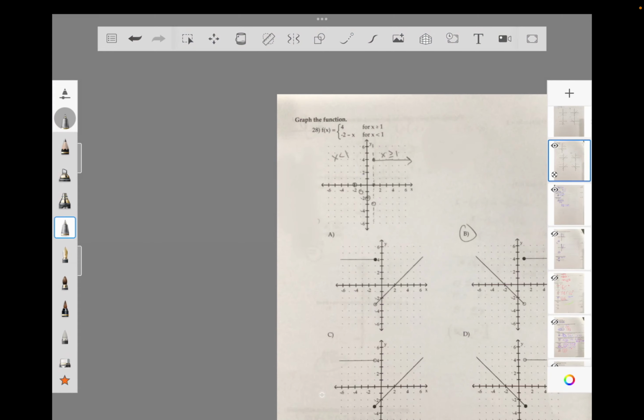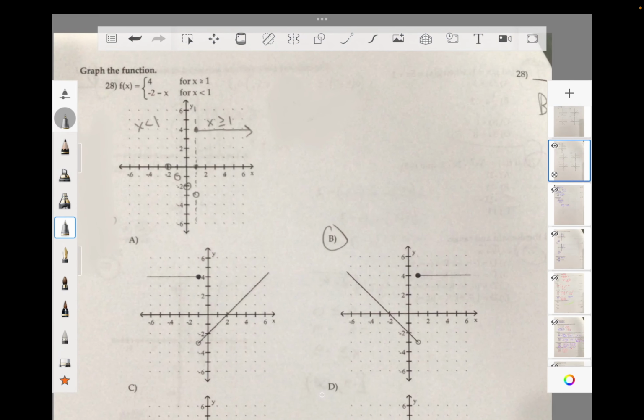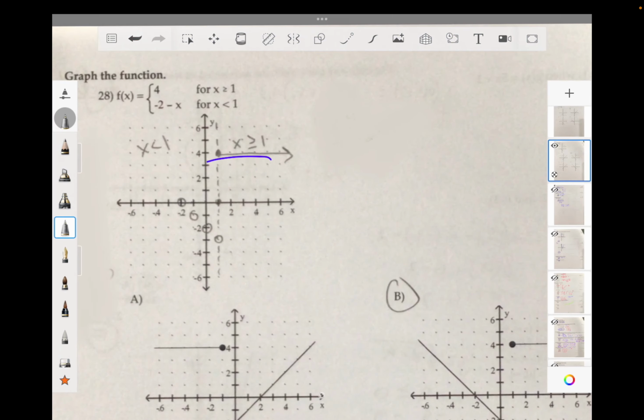Okay. Ooh, we're getting a little speedy now. Graph the function. Did they not? Oh, this is your writing. Okay. Well, I guess I'll just draw over it.